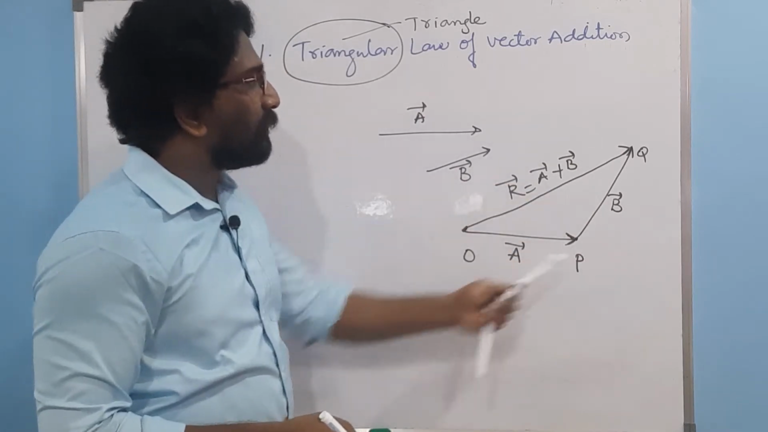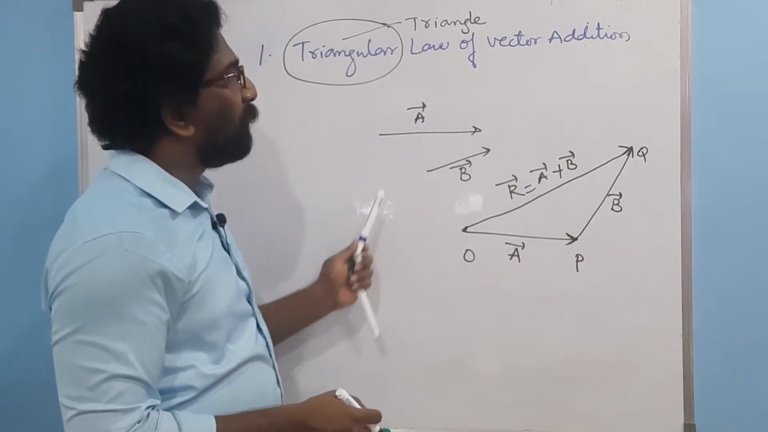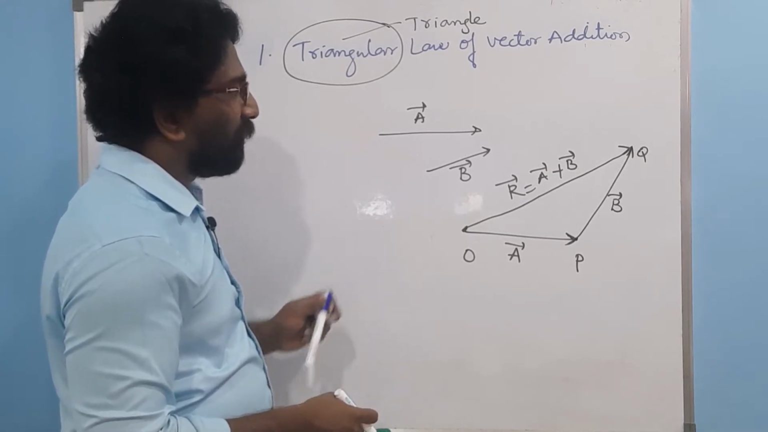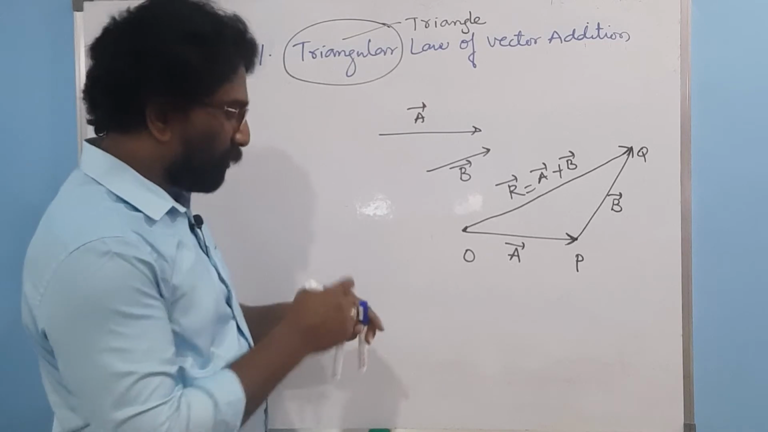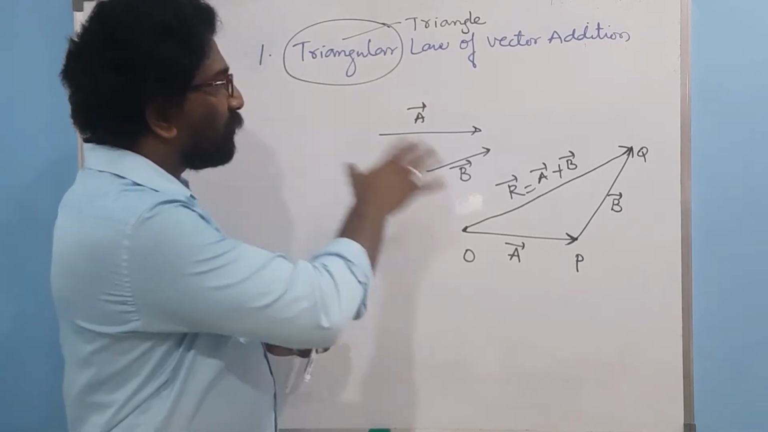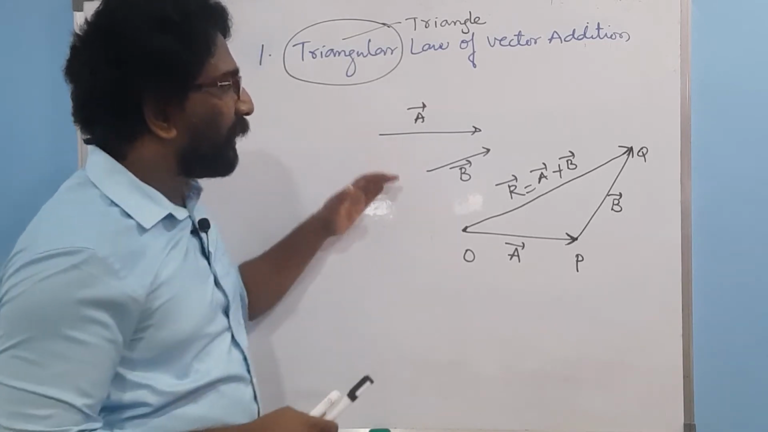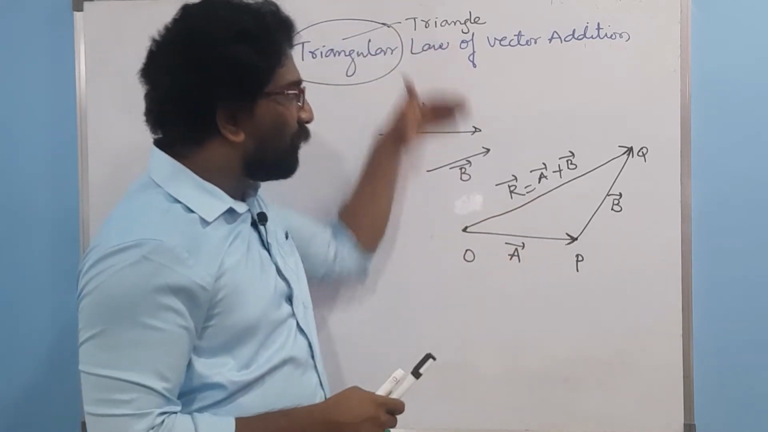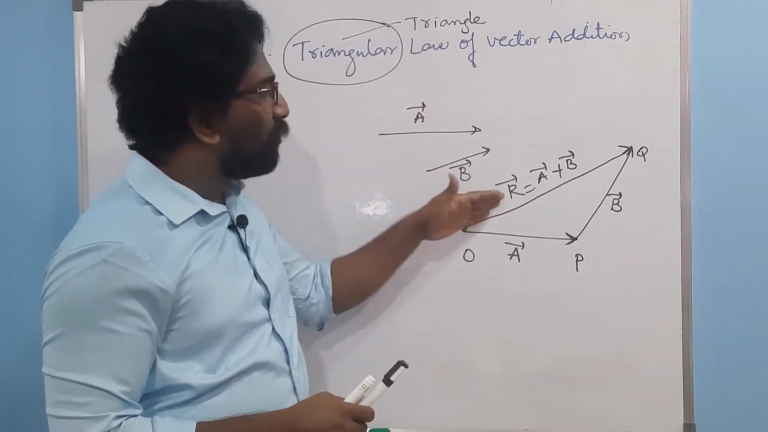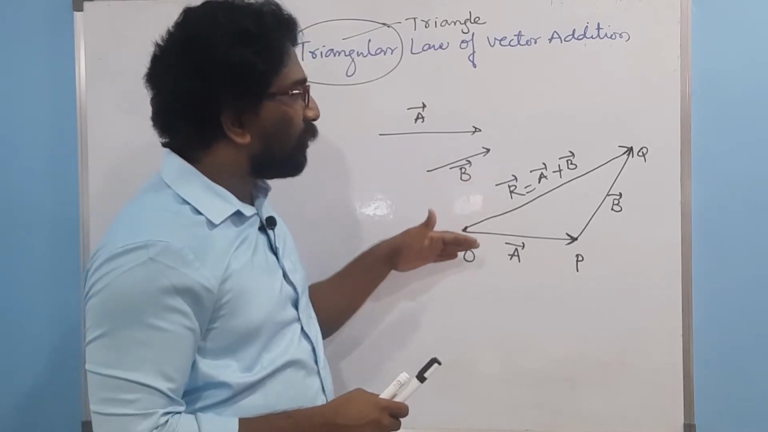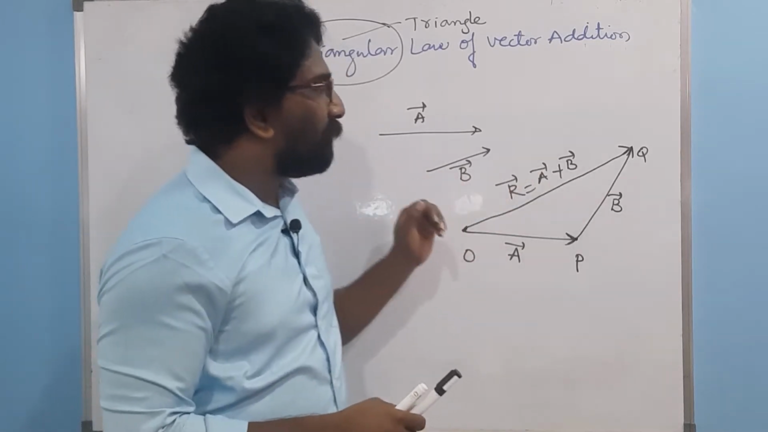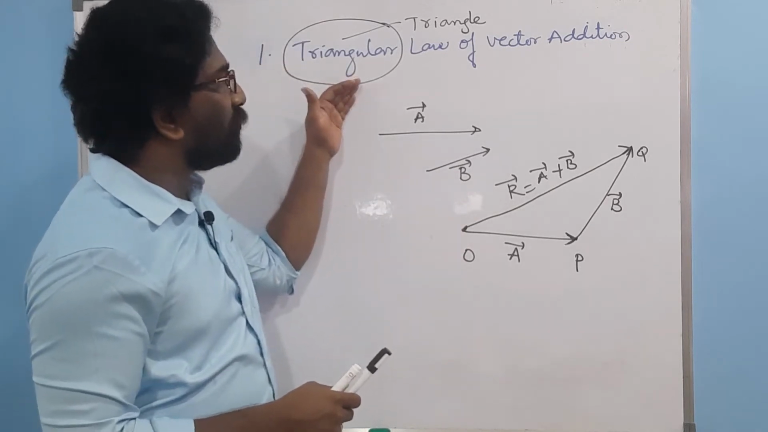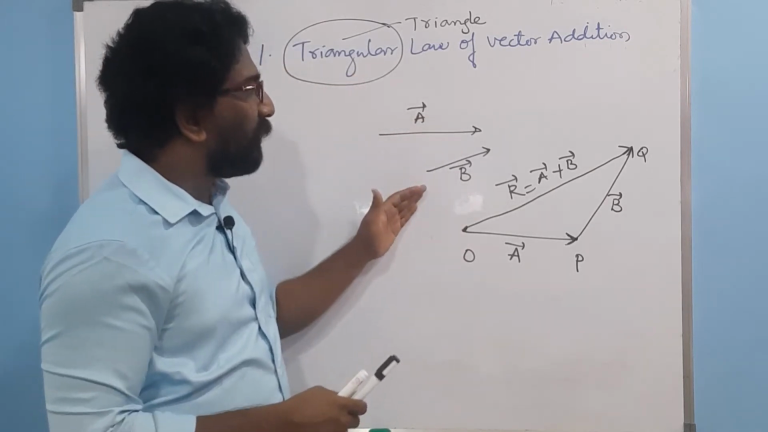So this is a simple concept of what is meant by triangle law of vector addition. This is how the triangle vector addition will be done. Now we have understood what is meant by triangle law of vector addition. Afterwards, we'll try to derive the magnitude of the resultant vector, and also the direction of the resultant vector.